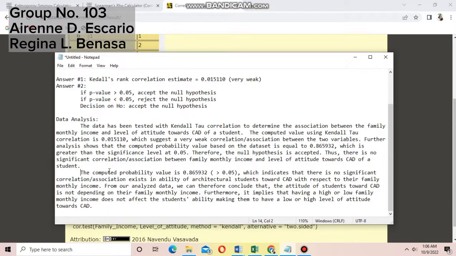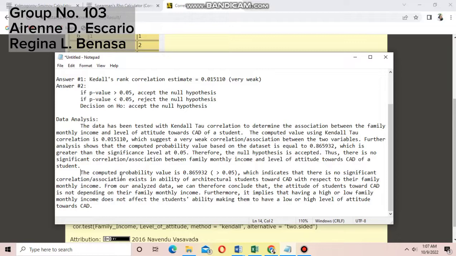The data has been tested with Kendall tau correlation to determine the association between the family monthly income and level of attitude towards CAD of a student. The computed value using Kendall tau correlation is 0.015110, which suggests a very weak correlation or association between the two variables. Further analysis shows that the computed probability value based on the dataset is equal to 0.865932, which is greater than the significance level at 0.05. Therefore, the null hypothesis is accepted. Thus, there is no significant correlation or association between family monthly income and level of attitude towards CAD of a student.